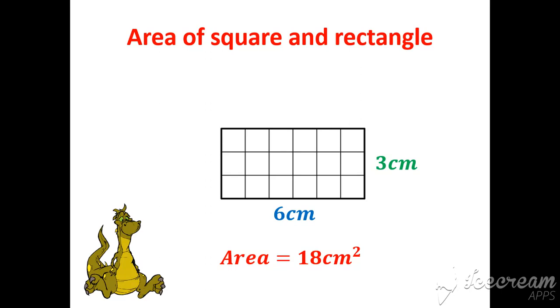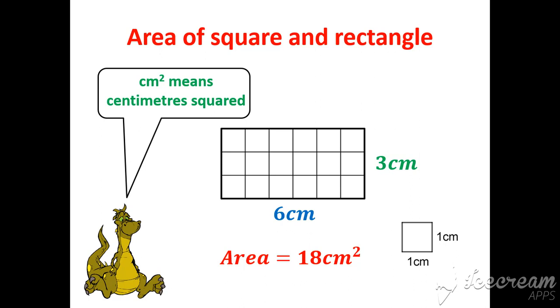The little 2 at the top, centimeters squared. Now, centimeters squared means cm2 means centimeters squared. It represents a square that is 1 centimeter across by 1 centimeter up. So when I say centimeters squared, I talk about a square that is a centimeter across and a centimeter up. And this rectangle has got 18 of those inside that space.